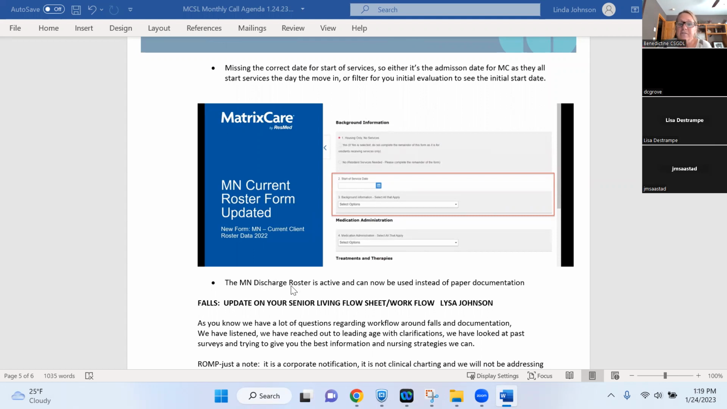And we also have the discharge roster is active now. So please, instead of the paper discharge roster, we really want to make sure that we are doing this one so we can pull that report for 6 months. It's also going to ask you about your med reconciliation.